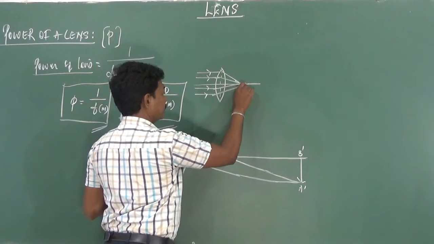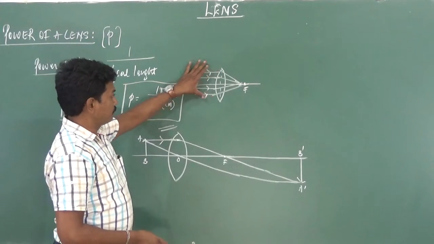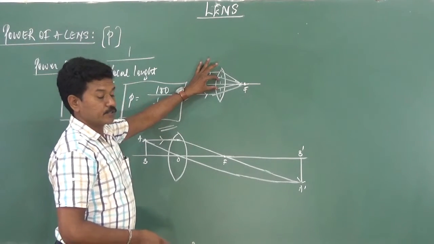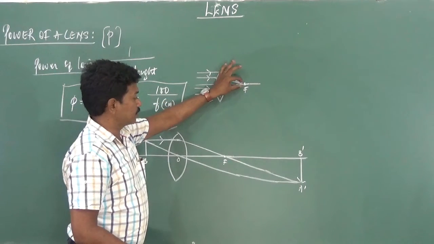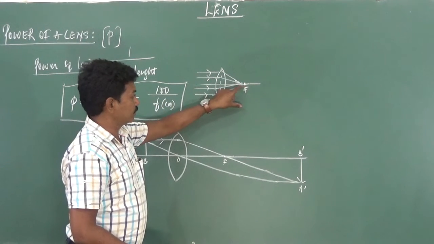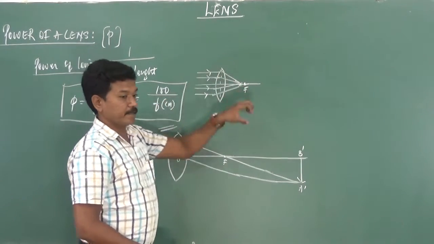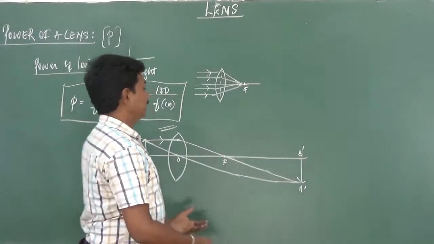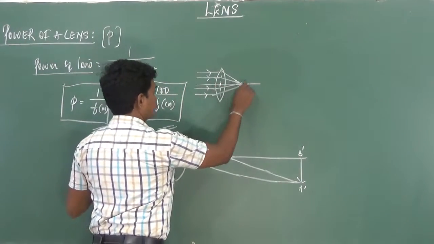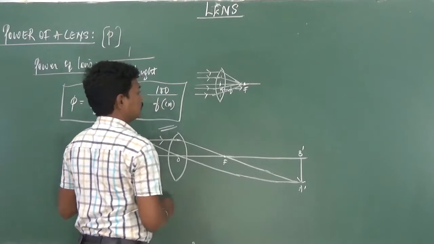So which is very near to the principal focus. That is, this lens is able to converge these light rays so effectively that these light rays are falling very near to the principal focus point. Therefore, this lens is said to be more powerful because it has lesser focal length. If you measure the focal length here, it is very less.